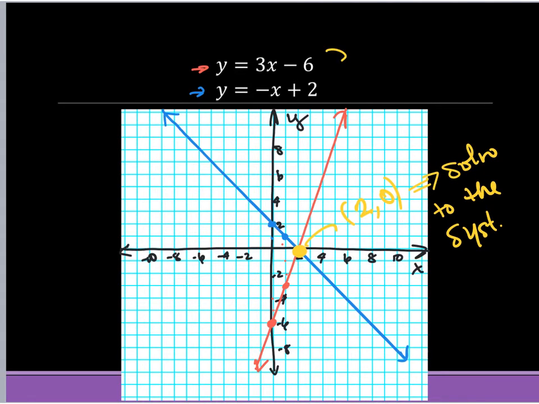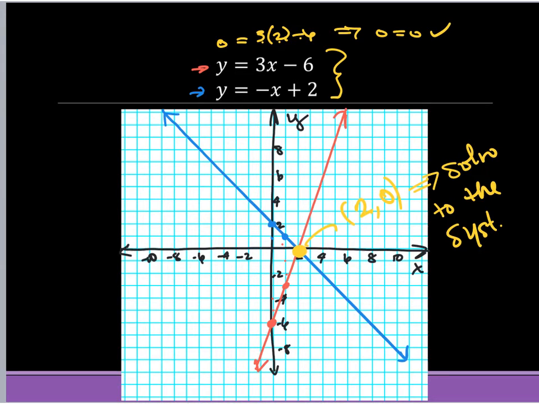Okay, and the system right here is y equals 3x minus 6 and y equals negative x plus 2. And what a solution means is that I can plug in the x and the y values. So if I were to plug in 0 for y, I would have 3 times my x, which is 2, minus 6, and this would be a true statement. So I really end up with 0 equals 3 times 2 is 6, 6 minus 6 is 0. So this gives me 0 equals 0, which is correct.